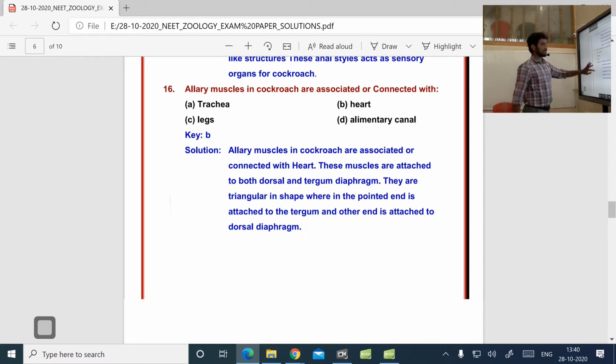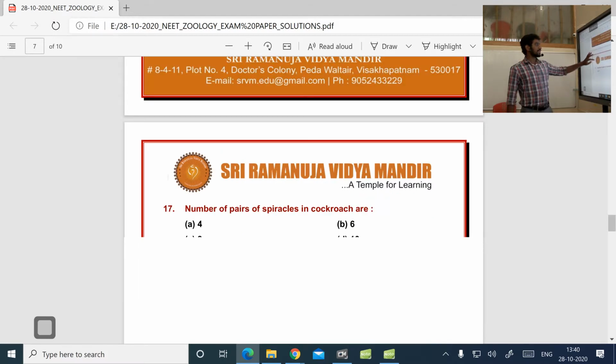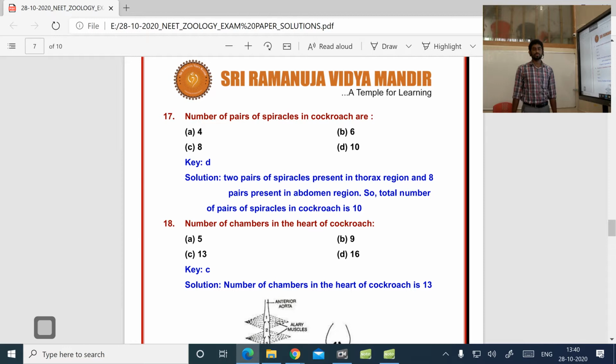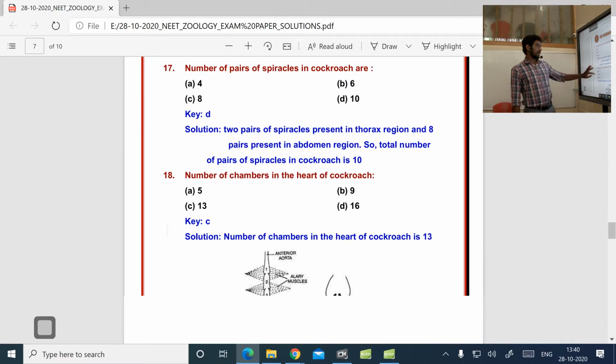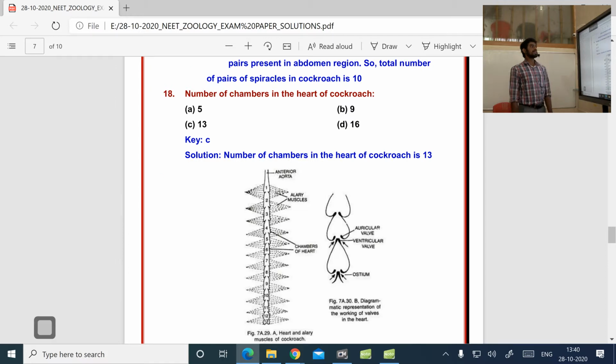Right. Okay. So let us see the 17th question first. The number of pairs of spiracles in the cockroach, we already discussed, the answer is 10 only. 2 pairs in the thorax and 8 pairs in the abdomen region. 18th question, student. Number of chambers in the heart of cockroach, this is also a very easy question, that is 13.